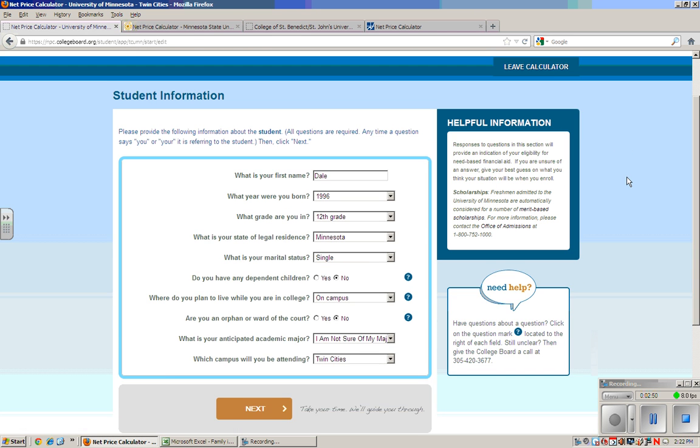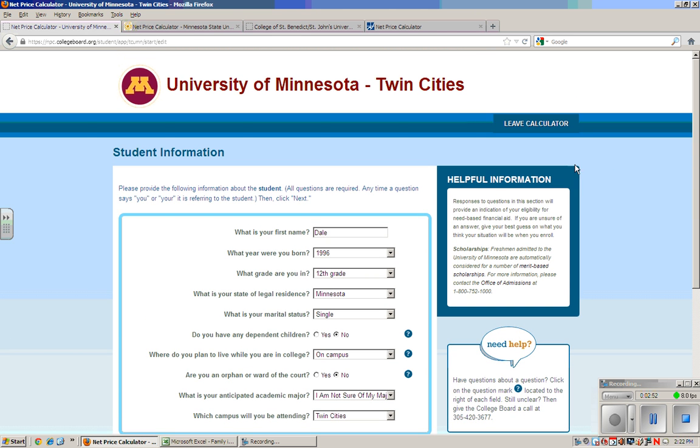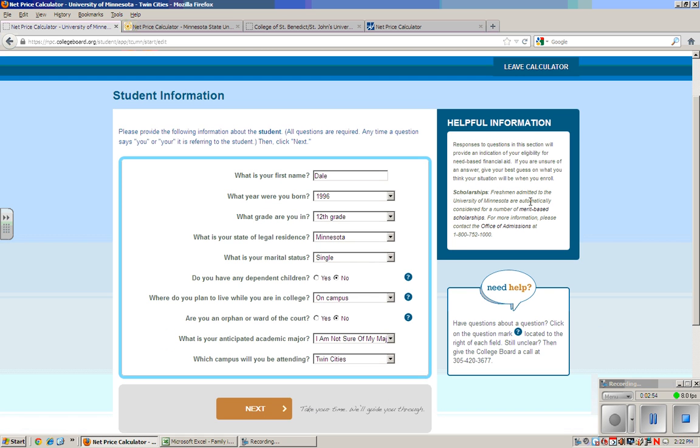Over here at the University of Minnesota, this is the one using the College Board's net price calculator. This is one way that you can save your information and compare it at various colleges, if you choose to set up an account. That's something you can decide to do on your own. Here, same kind of information: year you were born in, grade, state of legal residence, marital status, dependent children. All of those things are the same.